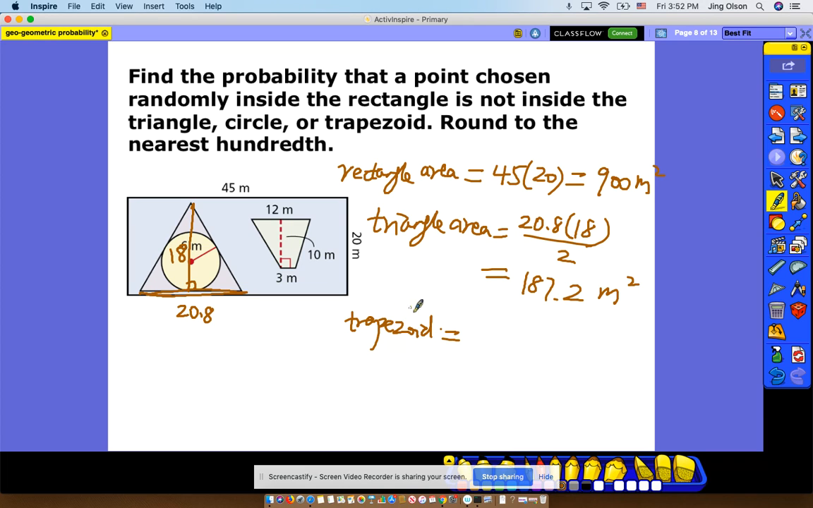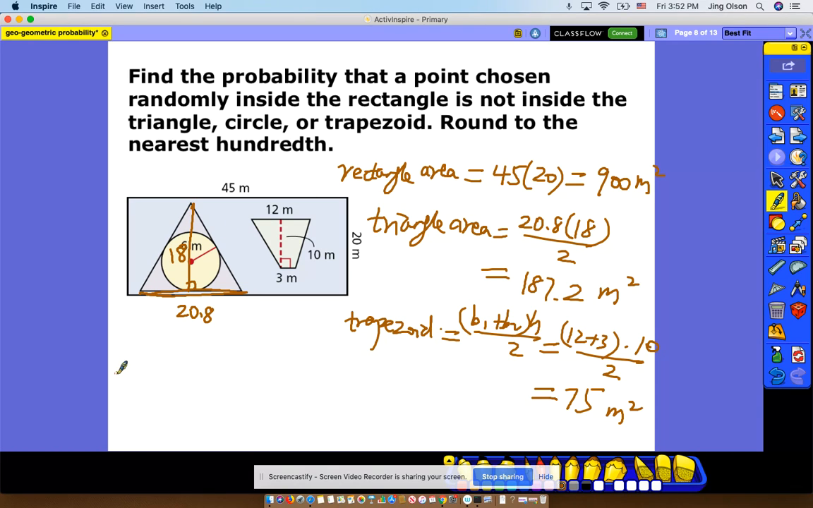And the trapezoid. Okay, trapezoid kind of relates to the triangle. Triangle is base times height divided by 2. Trapezoid is base 1 plus base 2 times height divided by 2. The bases are 12 plus 3. That's 15 times the height. The height is 10 and divided by 2. So 15 times 10 is 150. 150 divided by 2 is 75. Or you can do 10 divided by 2 is 5. 5 times 15 is 75. So these are these two things.